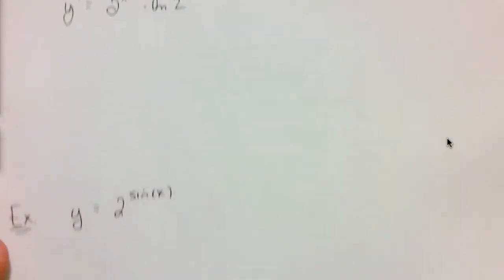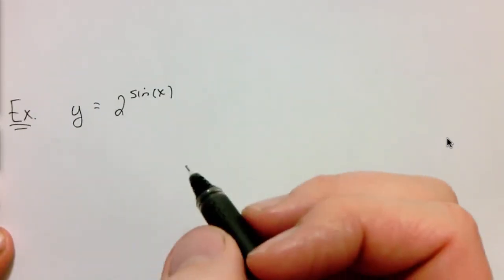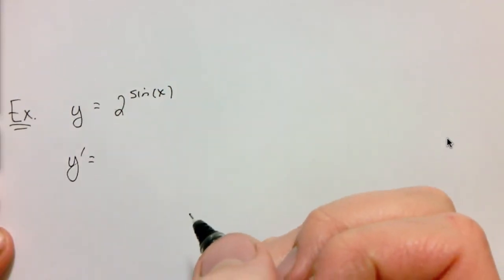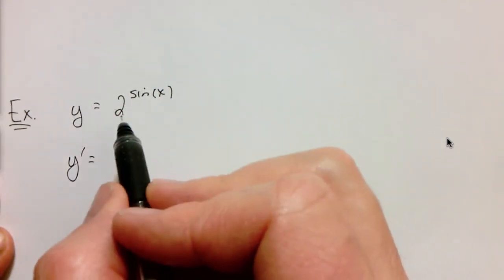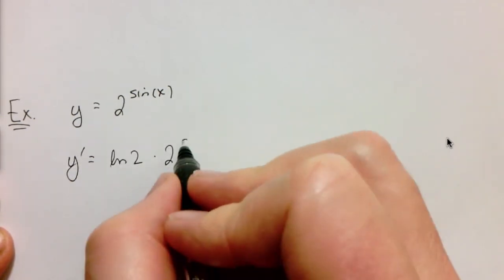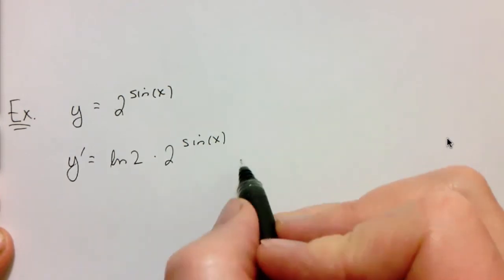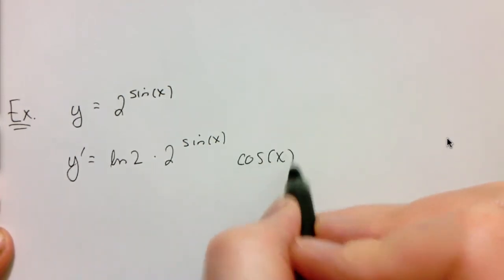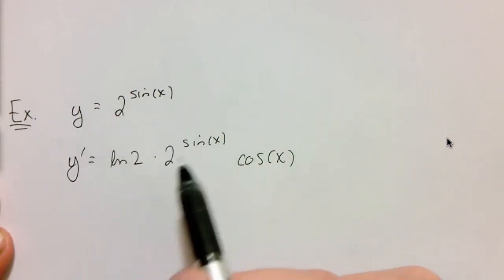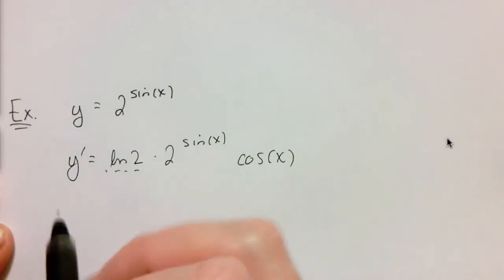Let's use this here. I have 2 raised to the sine x power. The derivative of an exponential function is an exponential function. So the derivative of 2 to the stuff is the natural log of 2 times 2 to the stuff times the derivative of the inside. This is a little confusing. The derivative of 2 to the stuff is 2 to the stuff, and then you have this little natural log 2 that pops out.